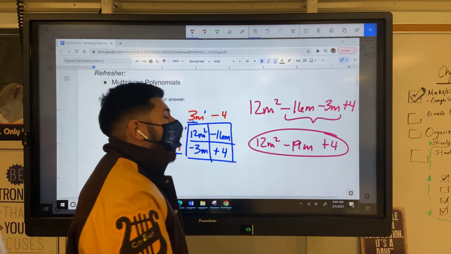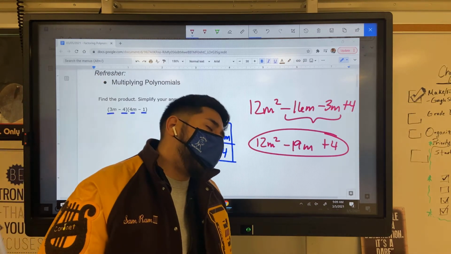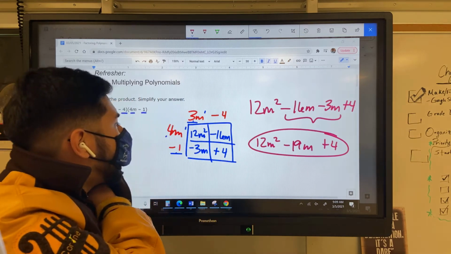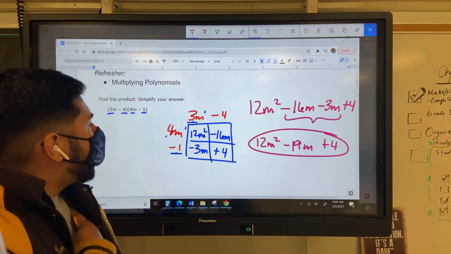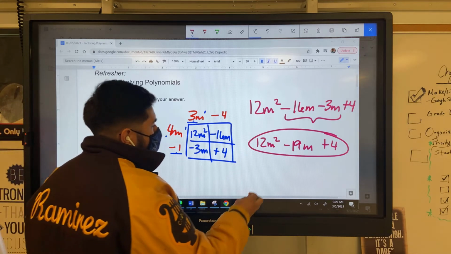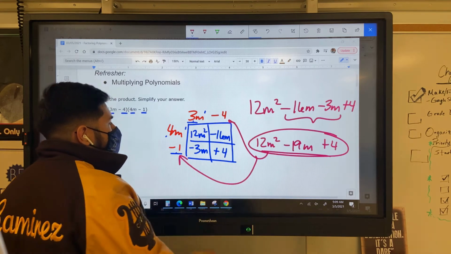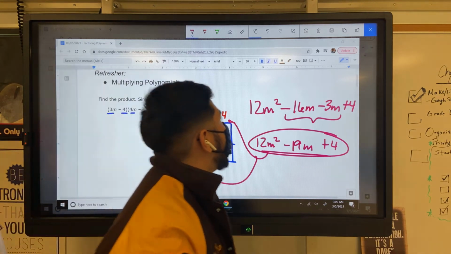Cool. Now for factoring these next couple problems, I don't want to take super long because I don't want us to die of boredom, but all we're doing is we're going to be given this and we're going backwards to get this and this. Okay? Try it.